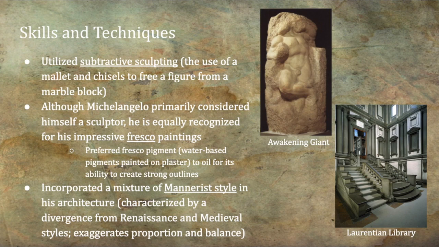Although Michelangelo primarily considered himself a sculptor, he is equally recognized for his impressive fresco paintings. Michelangelo preferred fresco pigment, or water-based pigments painted on plaster, as opposed to oil for its ability to create strong outlines. Finally, Michelangelo incorporated a mixture of Mannerist style in his architecture, or the style that is characterized by a divergence from Renaissance and medieval styles, which exaggerates proportion and balance. An example of this can be seen in the Laurentian Library on the right.